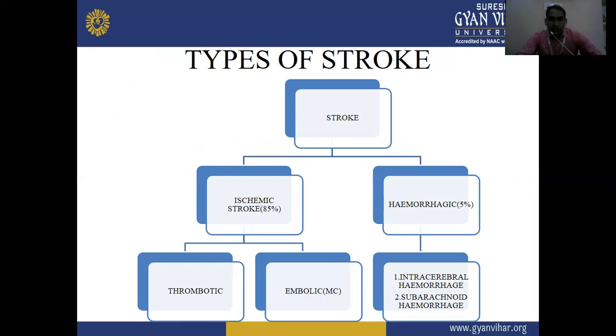Next one, types of stroke. Stroke is of two types. First one is ischemic stroke, and second one is hemorrhagic stroke. 85% of strokes are ischemic and 15% are hemorrhagic. Ischemic stroke is further divided into two parts: thrombotic ischemic stroke and embolic ischemic stroke. Hemorrhagic stroke is further divided into two types: intracerebral hemorrhage, and second one is subarachnoid hemorrhage, which occurs in the subarachnoid space.